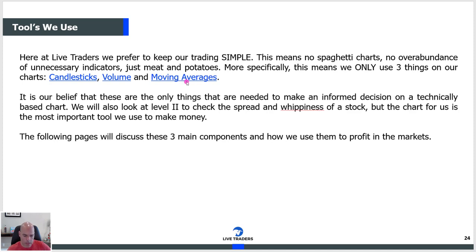Okay, we talked about this a couple days ago. There are over 400 indicators out there, from Commodity Channel to Bollinger Bands to Stochastics to Fibonacci to MACD to whatever. I could probably make up a word and it's actually an indicator. Okay? So you have to understand.